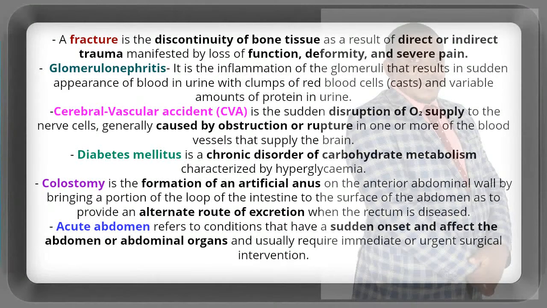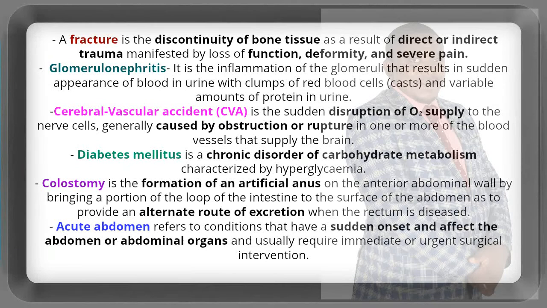Okay, so within this definition, you can highlight some of the important elements that become distinctive of this definition. That is, when you're defining a fracture, we are necessarily looking at the discontinuity of a bone tissue. That phrase there tries to specifically explain what a fracture is. Then the cause, it's direct or indirect trauma. Then what are some of the signs and symptoms that are characteristic within this condition? There will be loss of function, or reduction in the function, there will be deformity, and severe pain may follow.